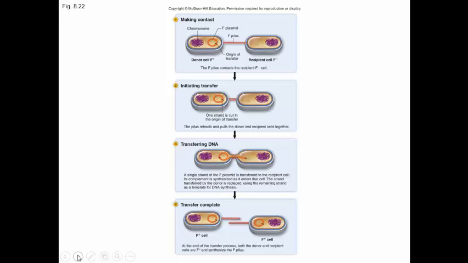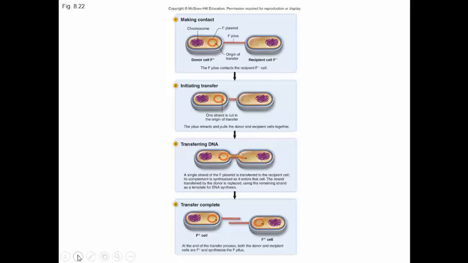F donors. Now, the F plasmid can be excised from the bacterial chromosome. When this plasmid leaves, it takes a small piece of the bacterial chromosome with it, and the F plasmid is now referred to as F prime.